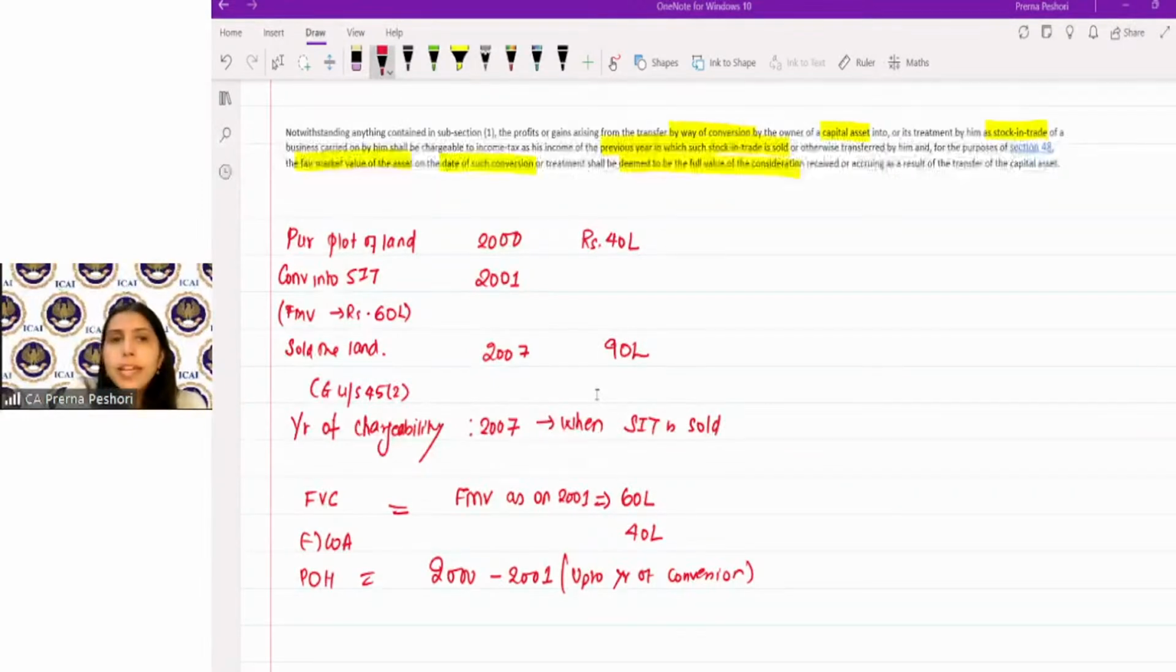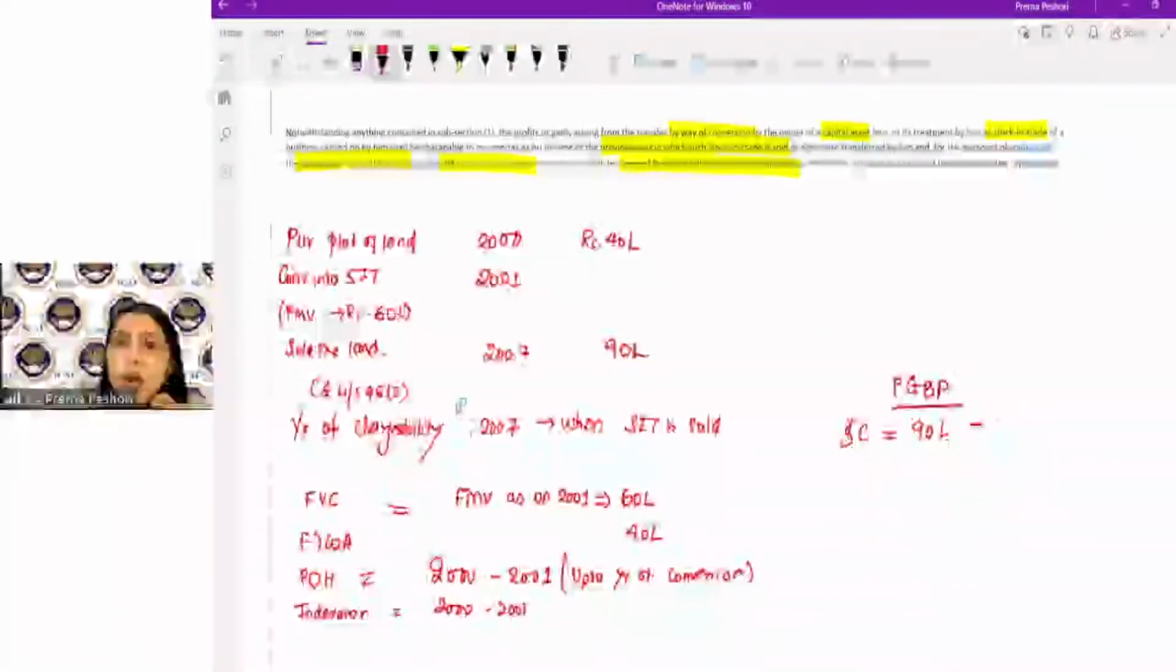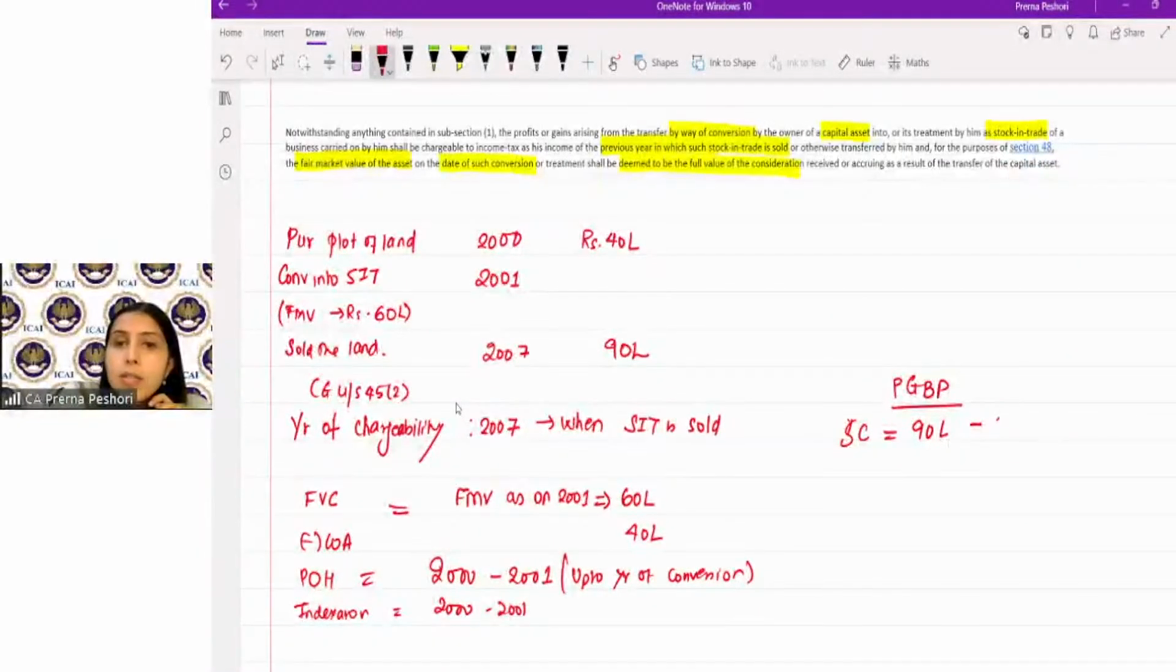And what will be the indexation period? Same. My cost will be minus my cost will be for 60 lakhs. Cost will be this fair market value. Are we clear? So what I have charged, that particular cost will be taken while computing the PGBP as well.